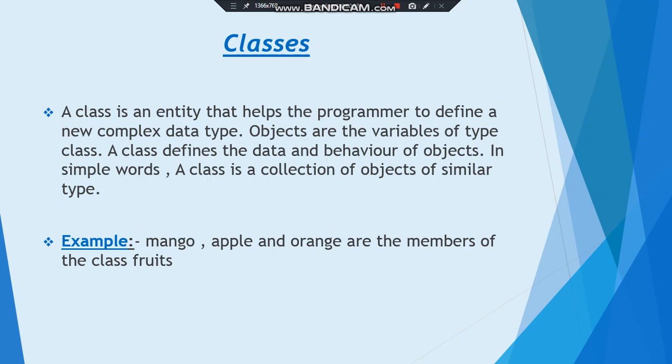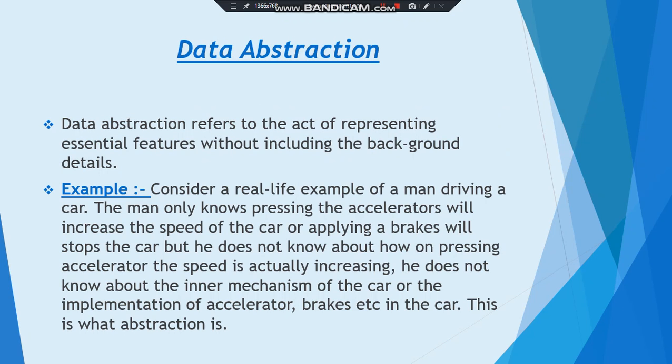Classes. Basically, a class is a user-defined data type which binds the data and its members in a single package. Or we can say that it is a blueprint that describes the behaviors or state for an object. For example, mango, apple and orange are the members of class fruit.